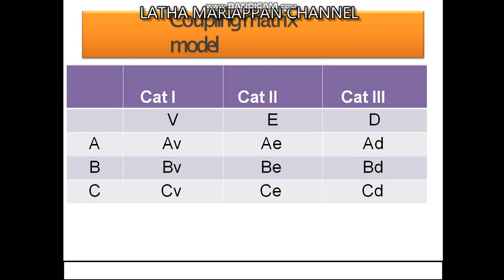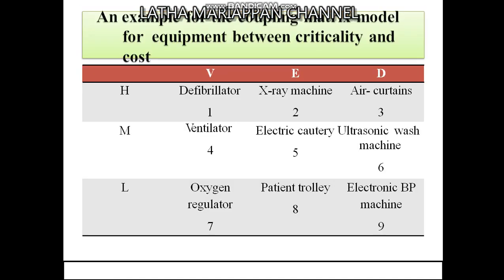These are the matrix. Here I have taken ABC on this side and VED on this side, with category 1, category 2 and category 3. So, this one is A and V, A and E, A and D, then B and V, B and E, B and D. Similarly, category C and V, like this I have done the coupling, the matrix model. This is an example of a coupling matrix model for equipment between criticality and cost.